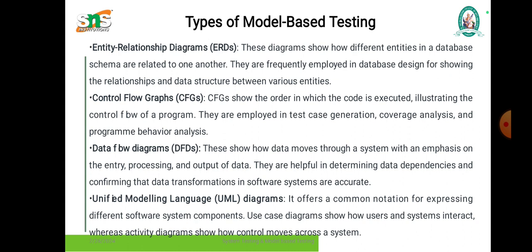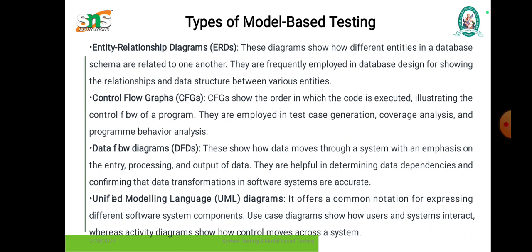And the second type is control flow graph, that is CFGs. The CFG shows the order in which the code is executed, for example the control flow of a program. They are employed in test case generation, coverage analysis and program behavior analysis.